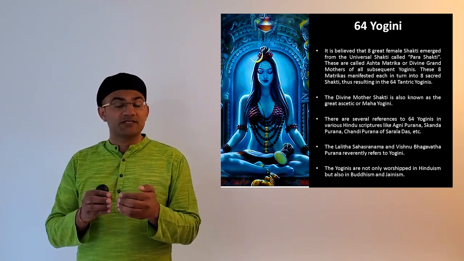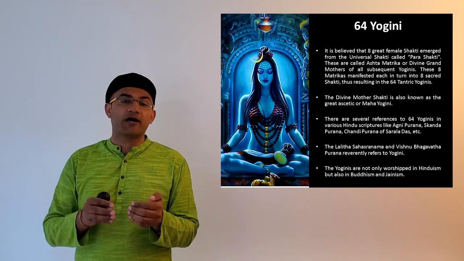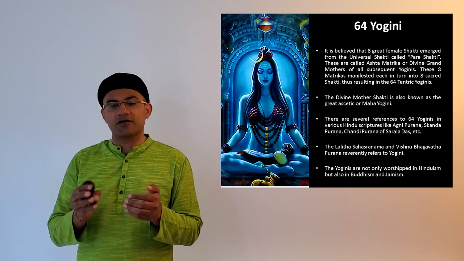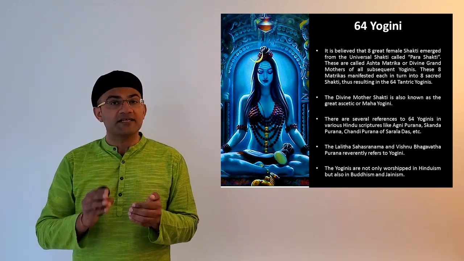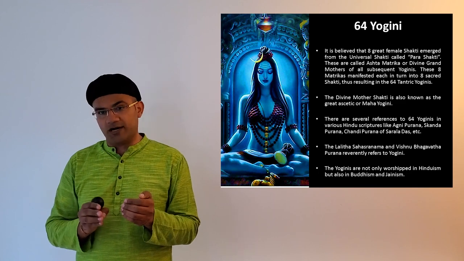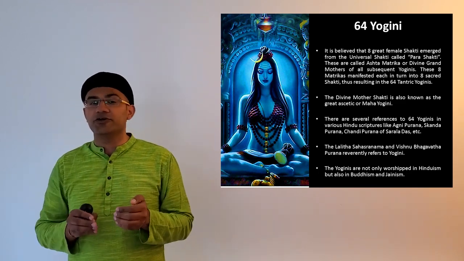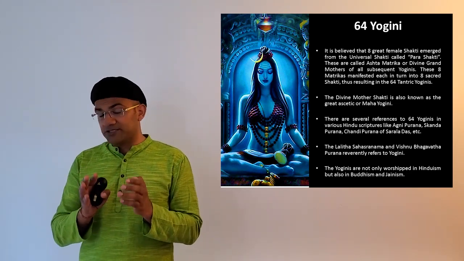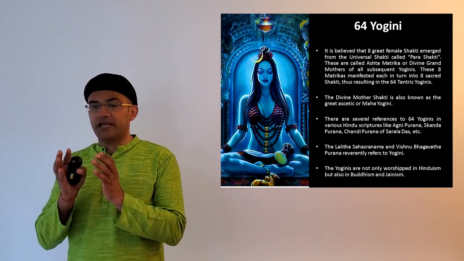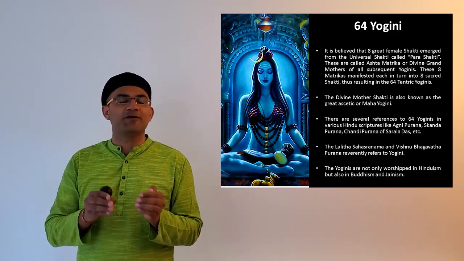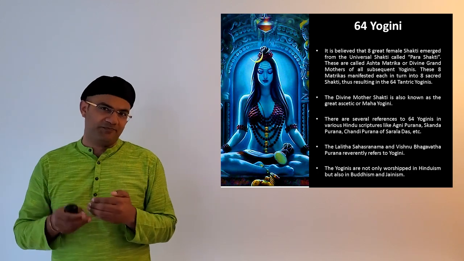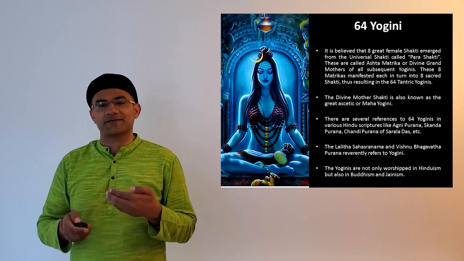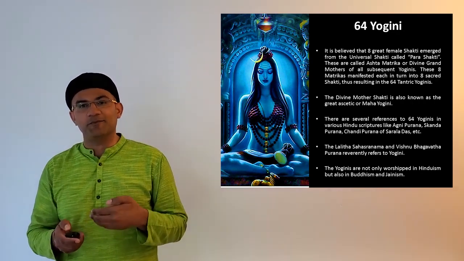So the Mahayogini concept is also there in Agni Purana, Skanda Purana, Chandi Purana of Saral Das. In many other Hindu scriptures, this term has been used. Lalita Sahasranamam and Vishnu Bhagavat Purana also refer to the word yogini and yoginis. Another important fact is that yoginis are not only worshipped in Hinduism, they're also worshipped in Buddhism and Jainism. So this is about 64 yoginis. There are a lot of interesting facts about them. Read through them more on Google.